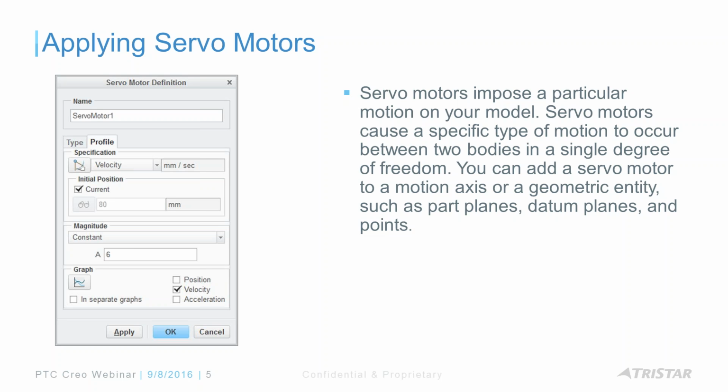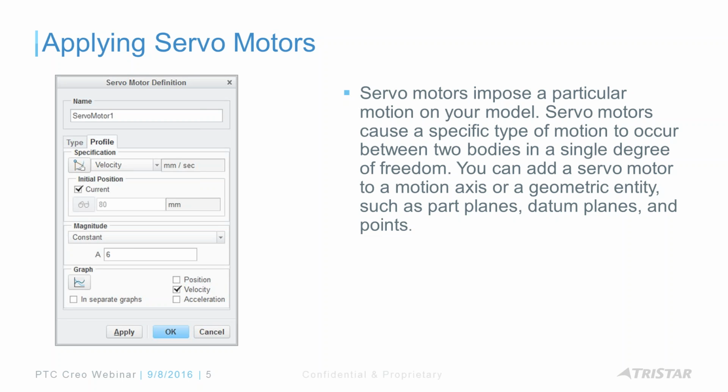You have the motor definition dialog box that will allow you to specify the name, and then it will allow you to specify the type, which is, again, either going to be using an axis or it's going to be using geometric entities. And then you have the profile, which will allow you to specify pretty much what type of motor it's going to be. So you can do velocity, you can do position, you can do acceleration. You can tell it where the initial position is going to be, and then you can specify a magnitude. Right. This could be constant, this could be a function, this could be driven by a table. So you get a lot of flexibility as far as how you want to drive that magnitude. In the example here, we're just showing a constant magnitude with a value of 6 millimeters per second. Okay, so that's going to be your servo motor definition.